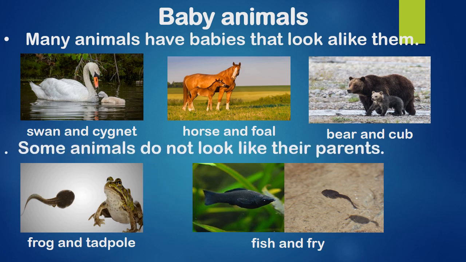But some animals do not look like their parents like frog and tadpole. Children, baby frog is called tadpole. You can see in the picture they don't look alike. Frogs lay eggs in water which then hatched into tadpoles. Then fish and fry. Like frogs, fish also lay eggs in water which then hatch into fry. You can see in the picture baby fry and fish don't look alike.